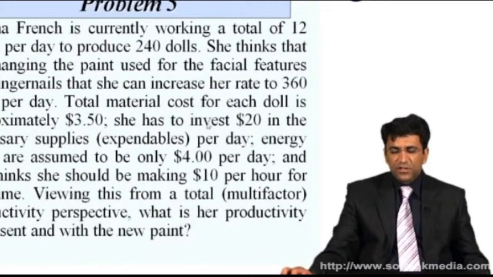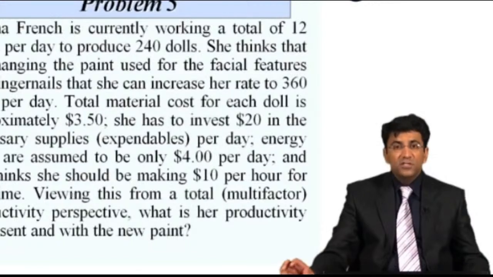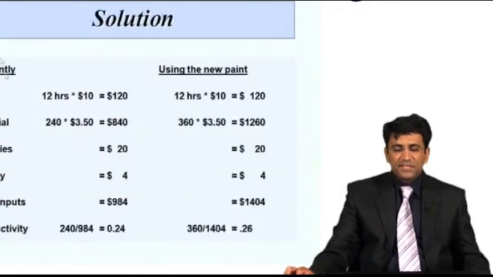Another input is supplies cost, which is $20. Now this is per day. Again, energy cost is $4. Now students, this is her current productivity information. That is, the labor is equal to 12 multiplied by 10, 120, as I just discussed. Material cost, because $3.5 is the unit cost.